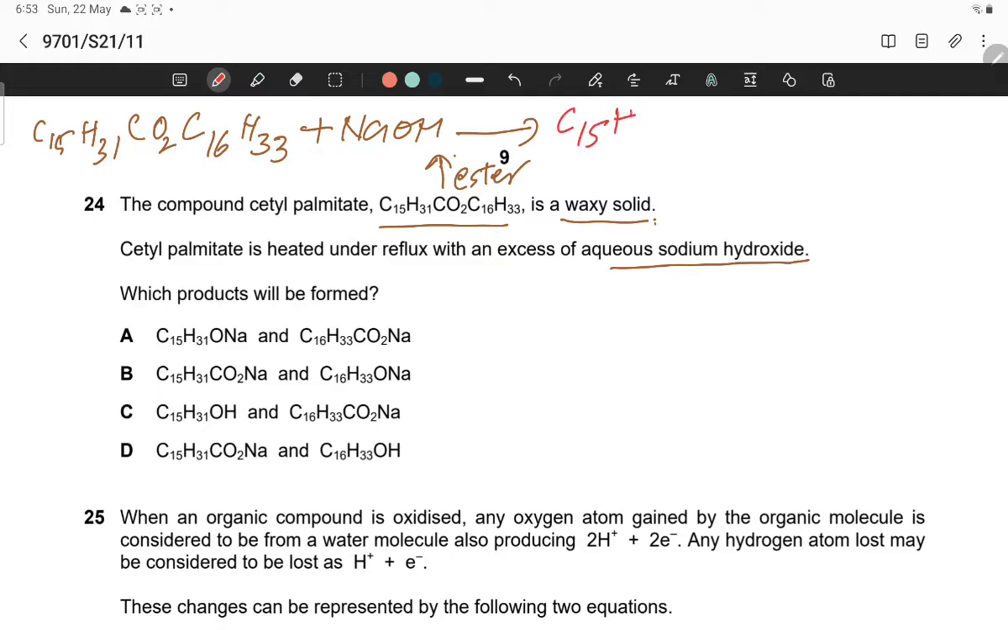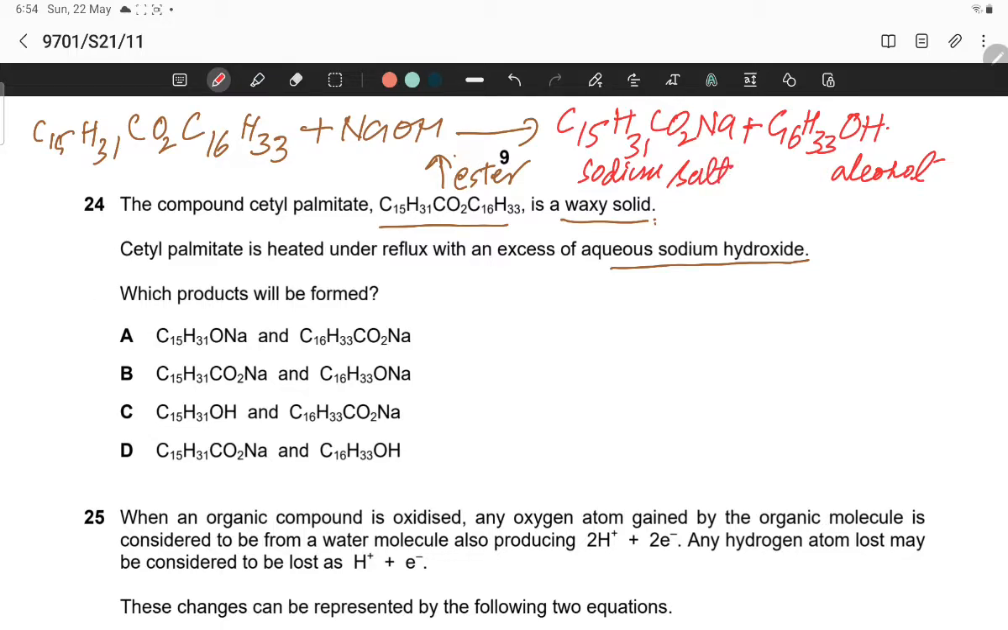C15H31CO2Na plus C16H33OH. So this is the alcohol and this is the sodium salt. Which products will be formed? C15H31ONa is incorrect. C16H is also incorrect. C15H31CO2Na, this is correct. C16H33CO2Na is also incorrect. C15H31CO2Na is a correct option, and C16H33OH is also correct. D option is correct.